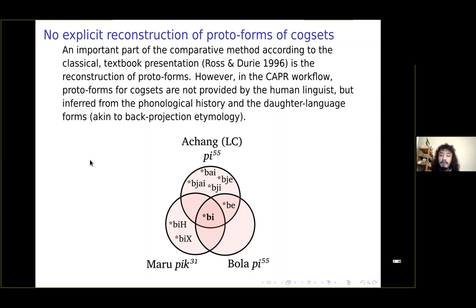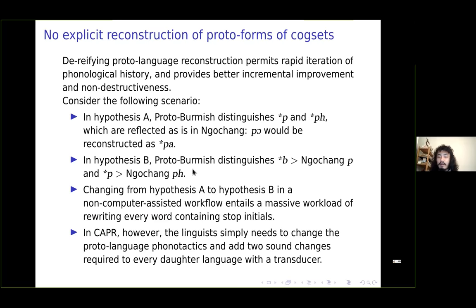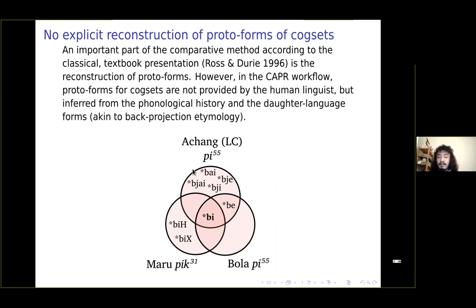So we get a toy example here. It means tears. And so this word reconstructs in Achang LC, this word B reconstructs to all those different proto-Burmese syllables, and this word reconstructs to all those, and this word reconstructs to all those. So you do some kind of set theory operation. In fact, it doesn't always work. So it's some kind of complex heuristics to tell that the actual reconstruction of the whole coxet is likely to be B. Okay, that's how it's supposed to work.